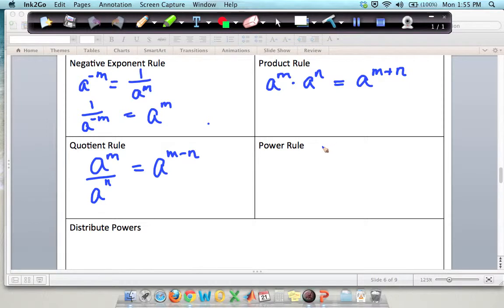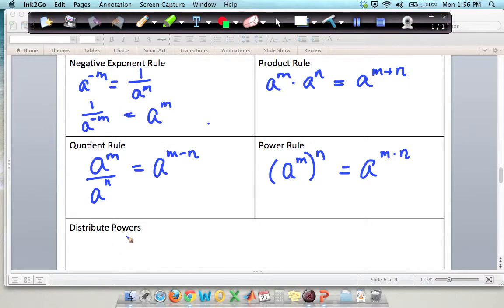The power rule says if you have a power raised to a power, you multiply your powers together. So m times n. And then the distribute powers, this is just a reminder that when you have more than one thing inside the parentheses, you need to distribute that power to everything. This is when you don't have an addition or subtraction sign.